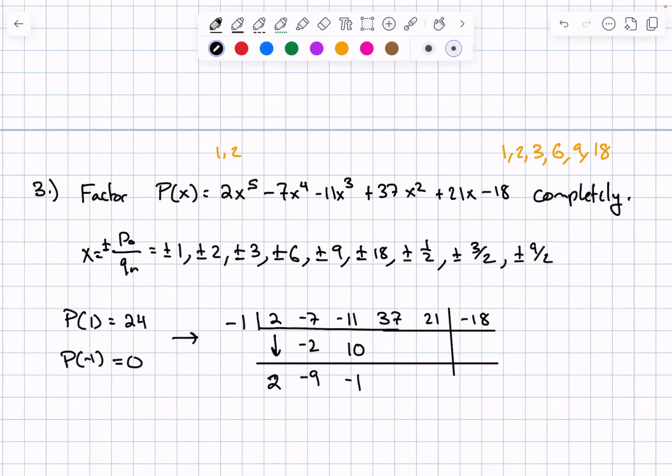Negative 1 times negative 1 is 1. That's 38. And negative 1 times 38 is negative.